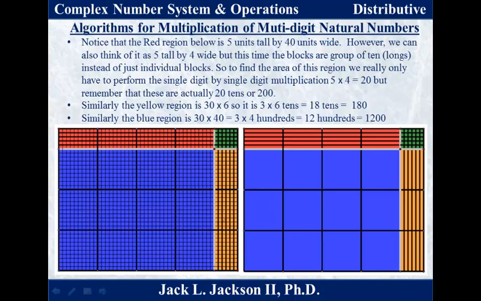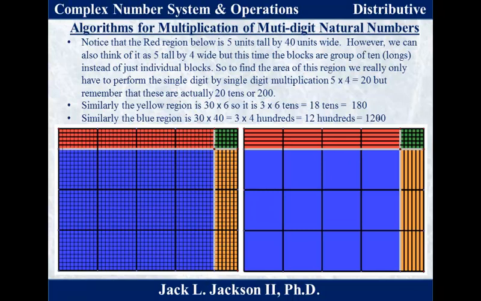And the blue part, it naturally falls into flats of 100 or groups of 100 here. And how many of those big squares do we have? Well, it's 3 tall and 4 wide, which is a total of 12 squares, but each square represents actually 100 individual items. So that's 12 flats of 100 or 12 hundreds. We can put 10 of them together and make a big cube of 1,000, and then you have 2 of the hundreds left over, so that's 1,200.